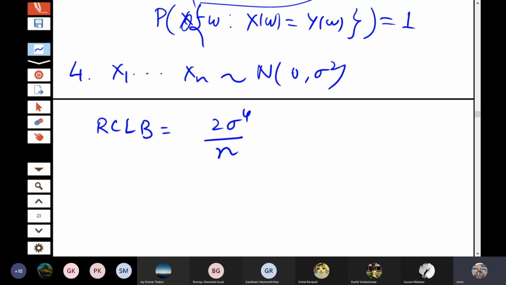So what is an estimator which will be UMVUE here? n minus 1 by n, n S square. What is the variance of that? 2 sigma to the power 4 by n. Have you checked that? Can you check that?